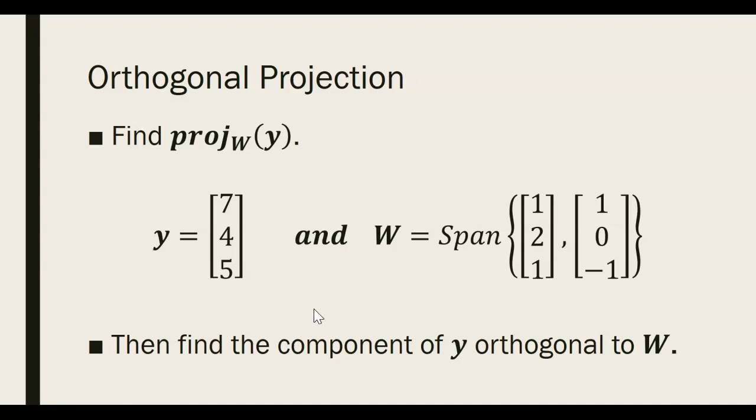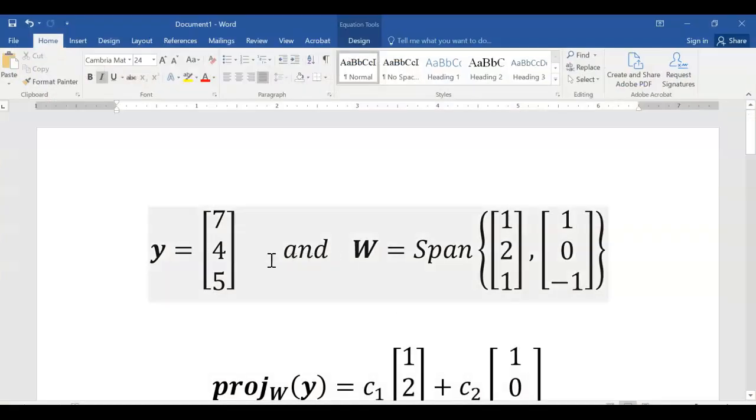All right, so as I get started, the one thing I need to do is make sure that these two vectors in the basis for W, this 1, 2, 1, and 1, 0, negative 1, are orthogonal. In this case, when I take the inner product, I get 1, 0, negative 1, that adds to 0. So these two vectors are orthogonal, and therefore they form an orthogonal basis for W. So once we know that, then we can go through and project Y onto W.